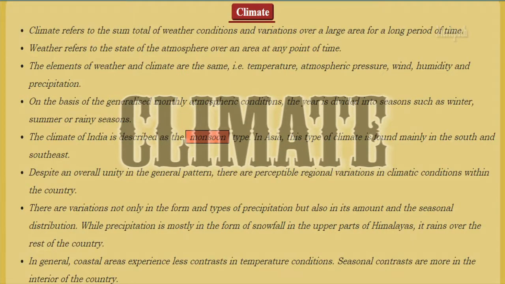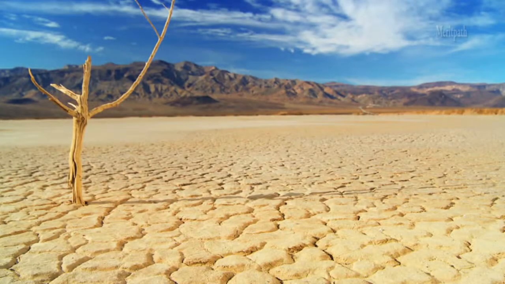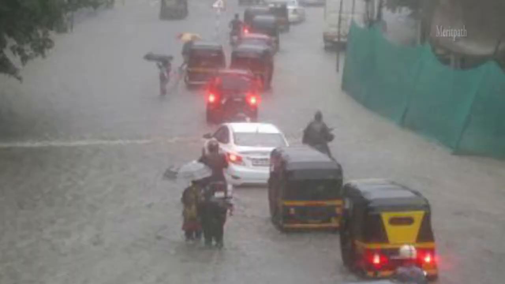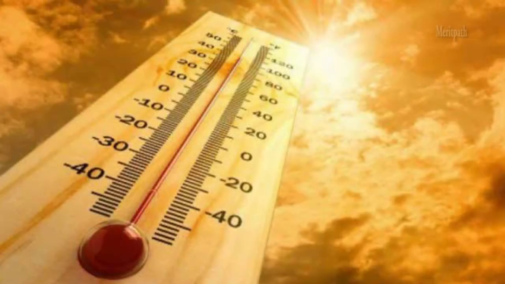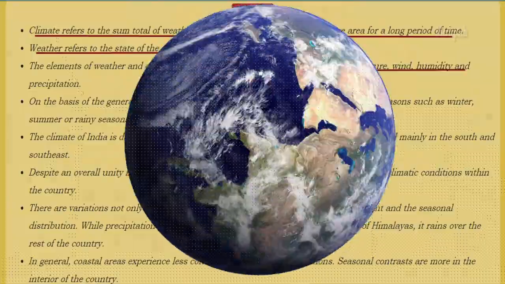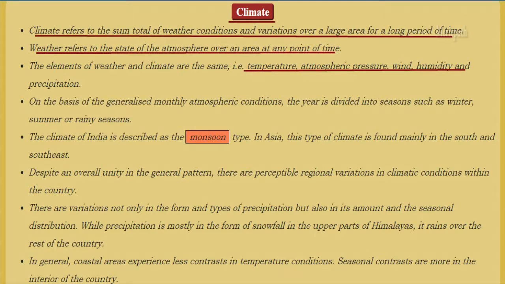Study is climate. Climate means the sum total of the weather conditions and variations over a large area and for a long period of time. Weather refers to the state of the atmosphere over an area at any point of time, and the elements of weather and climate are the same. Elements of weather are temperature, atmospheric pressure, wind, humidity and precipitation. On the basis of generalized monthly atmospheric conditions, the year is divided into seasons: winter season, summer season or rainy season.